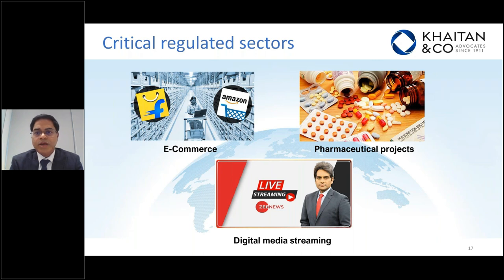Further, in pharmaceutical projects, again, the government has categorized this in two parts. One is greenfield pharma, and the other is brownfield pharma.